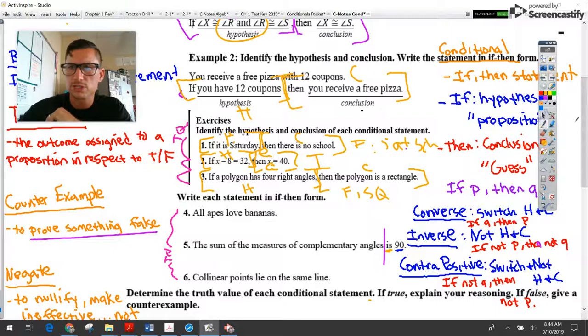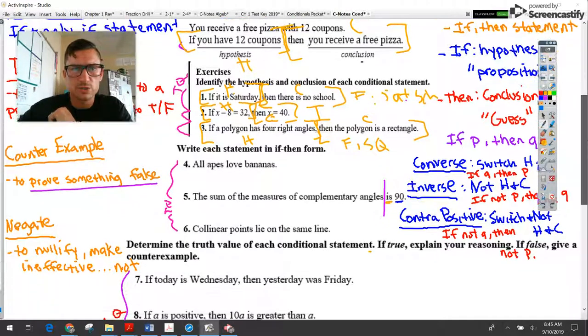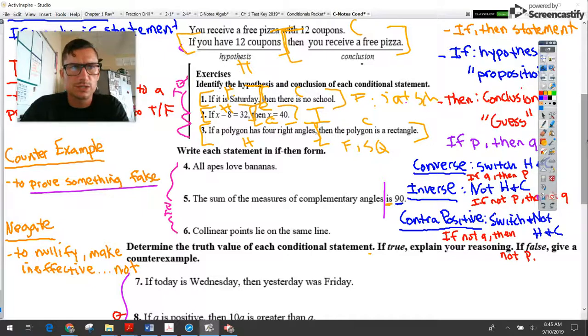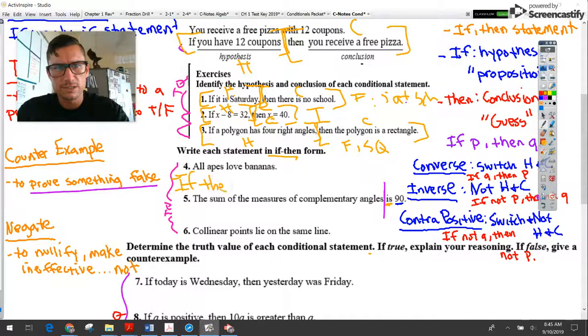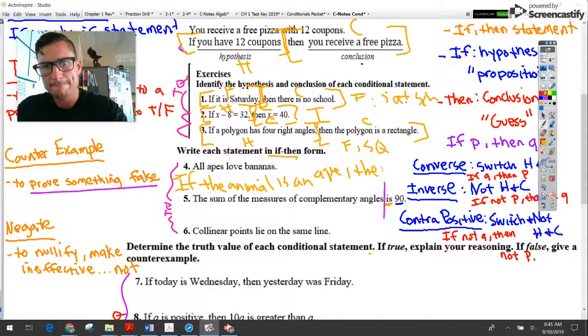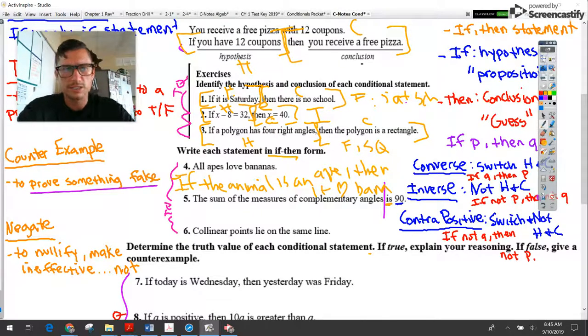The next part you'll notice on conditionals is that a TQ could be that you have to write a conditional statement from a general statement. So let's try that. Everyone is going to have an if-then in it. So instead of all apes love bananas, it could be: if the animal is an ape, then it loves bananas. So something like that, simple as that.